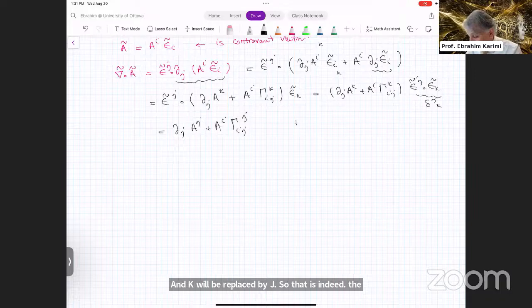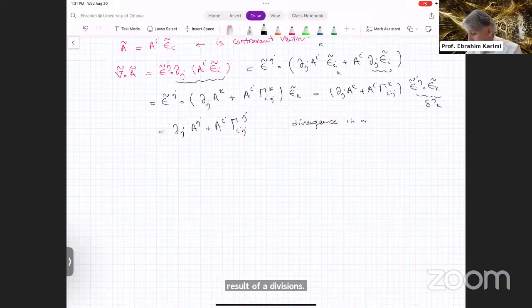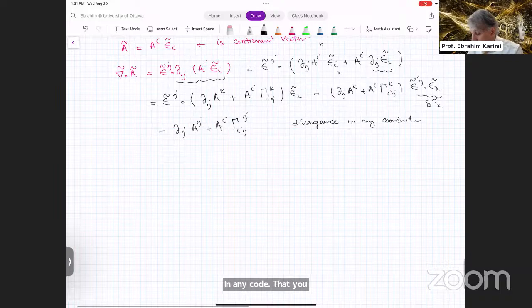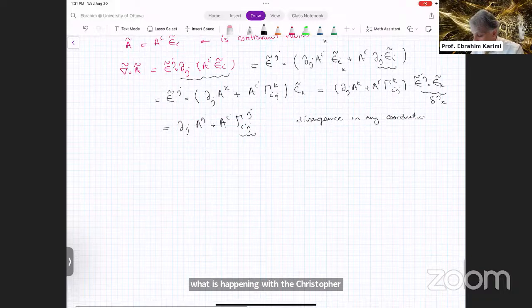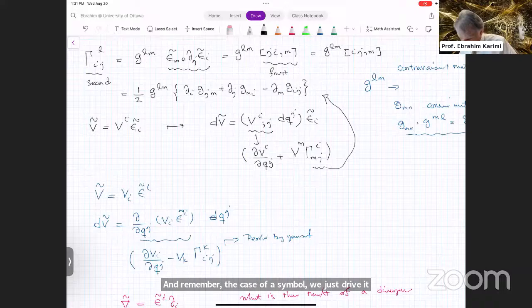in any coordinates that you want. So indeed, what you need to do the calculation is finding out what is happening with the Christoffel symbol. And remember, the Christoffel symbol, we just derived it here. So it was given by, let me write it down here. Do I have it somewhere? No, I don't have it.